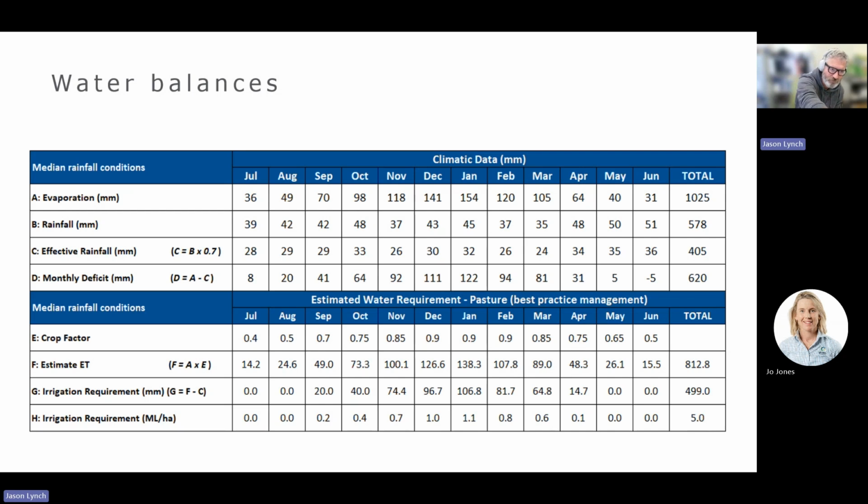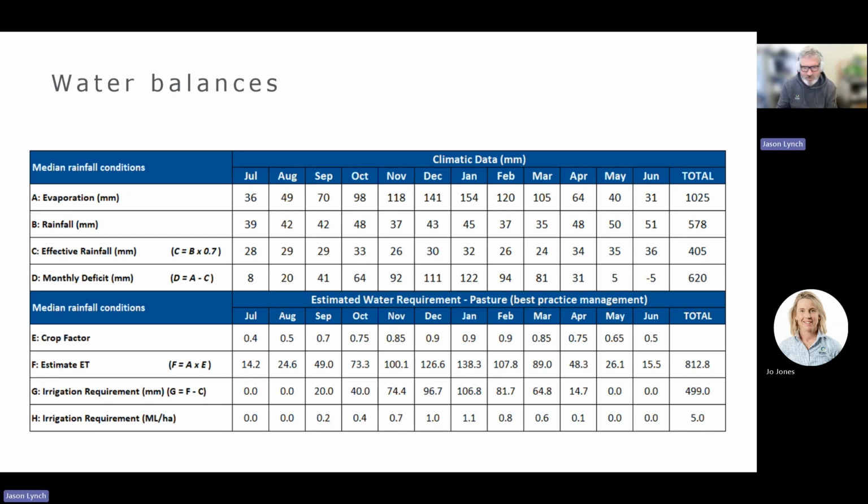We've got rainfall, and in this case we're looking at a median rainfall scenario for each month. We've got it discounted for what we call effective rainfall. Not all the rain that comes out of the sky is going to be effective. We get a little bit of surface evaporation, we get some surface runoff, so we discount that by 30%. And then we've got a little calculation of a monthly deficit. So between the rainfall, the evaporation and what we discount for what's effective, we come up with a monthly deficit as we go through.